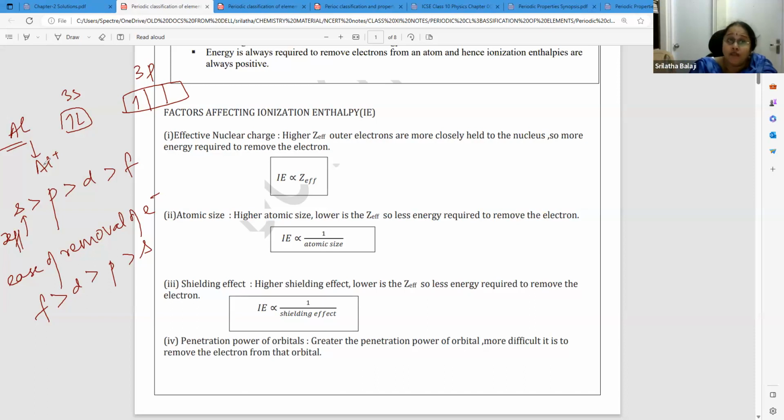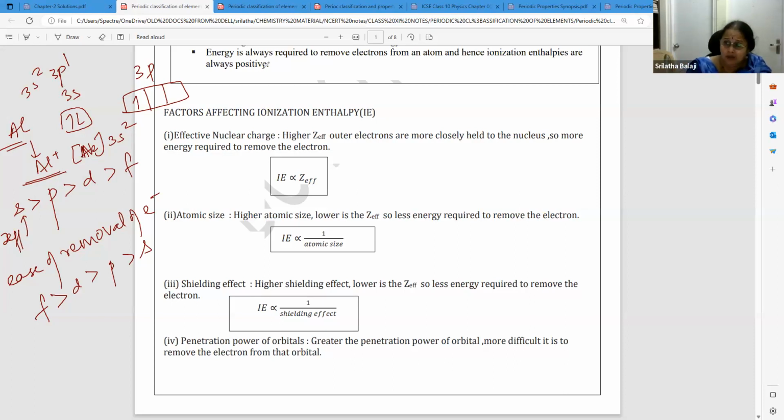So if I ask you the configuration of Al+, what do you think it will be? It is neon 3s2. Understood? Aluminium is 3s2, 3p1. After losing one electron, it will be neon 3s2. This is something that you have to understand. Is that clear to everyone? So on what basis am I able to work out this way? Penetration power. Clear?